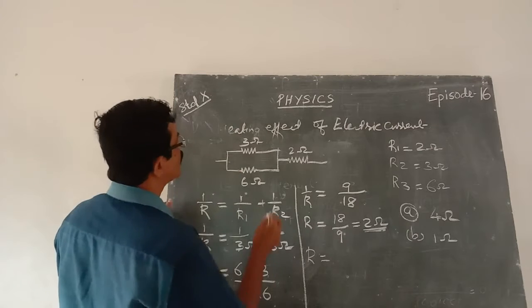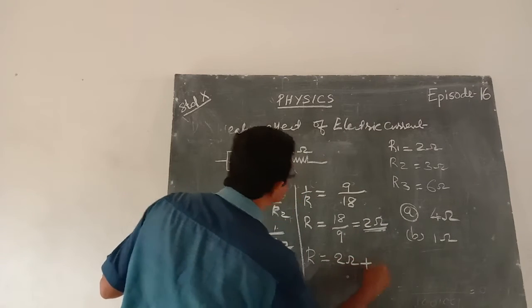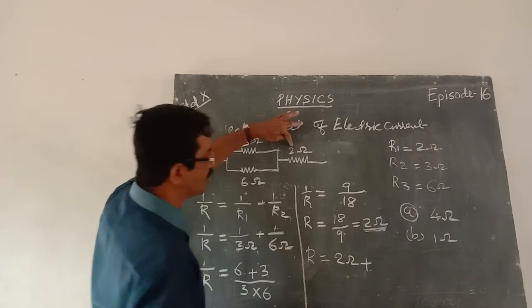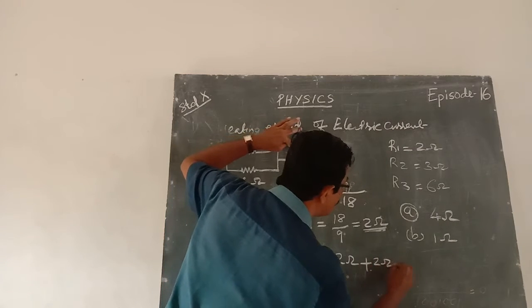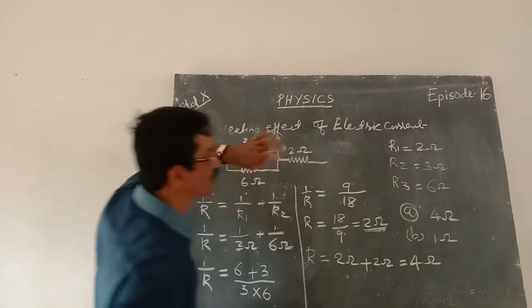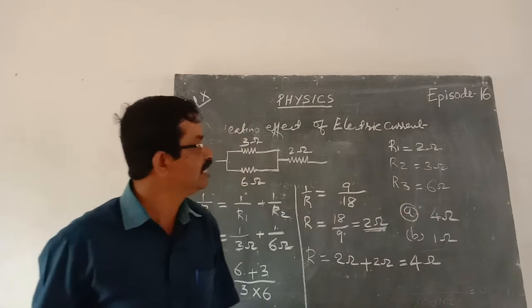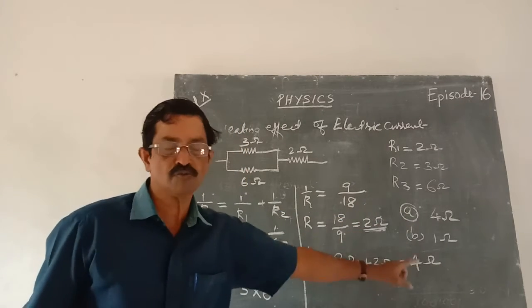So the effective resistance of these two is how much? 2 ohm. Plus another we connected in series, R2, that is also 2 ohm. Total how much will it be? That is altogether 4 ohm. We got 4 ohm. The first question's answer is 4 ohm. Here also we got 4 ohm.